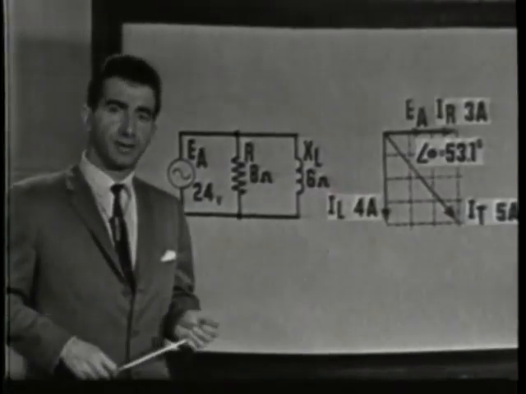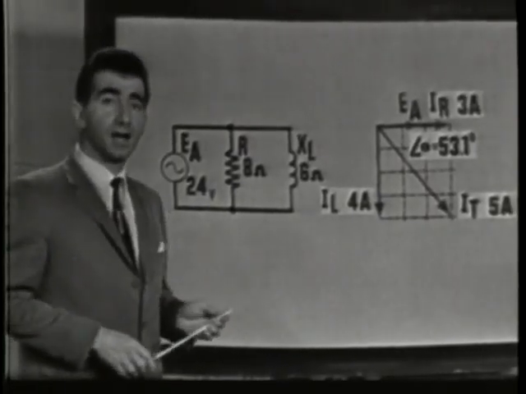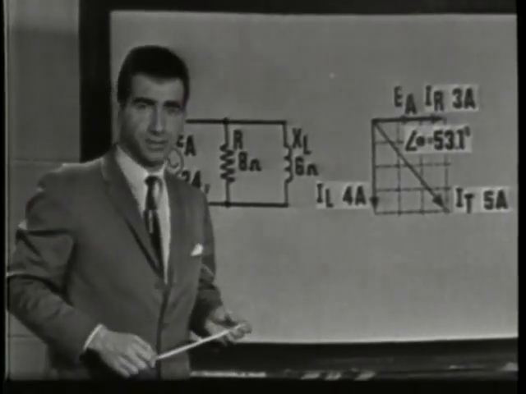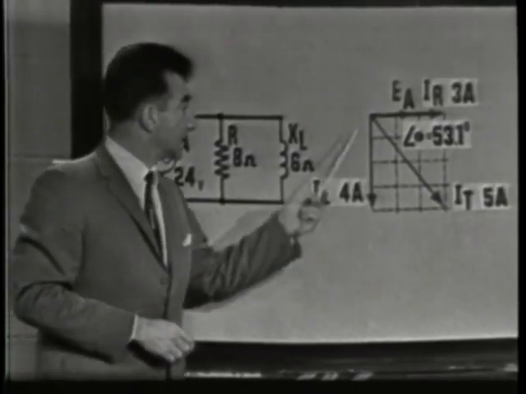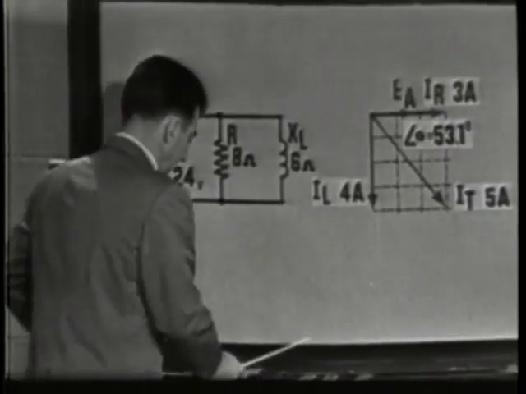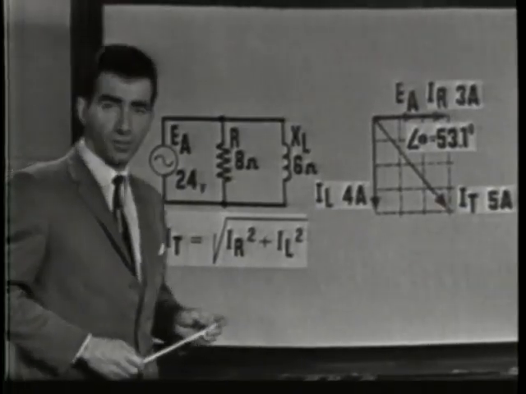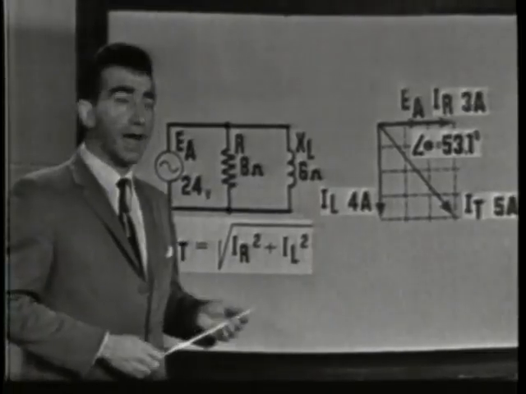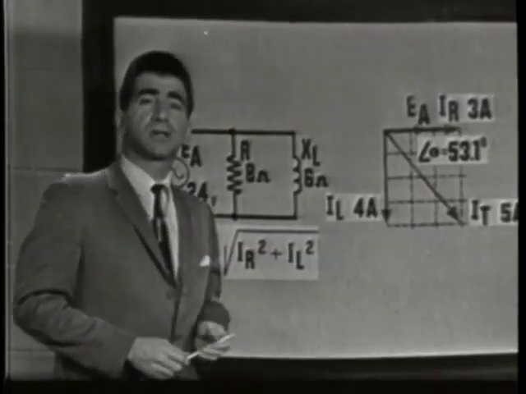Well, let's recap briefly. EA is the reference vector, and IL and IR are used to show the phase differences in the circuit and may be determined by applying Ohm's law. IT can be measured from the graph or calculated from the formula, the Pythagorean theorem. IT is equal to the square root of IR squared plus IL squared, which of course is a much more accurate method. Angle theta may be measured from the graph also, or found by using the trig tables.